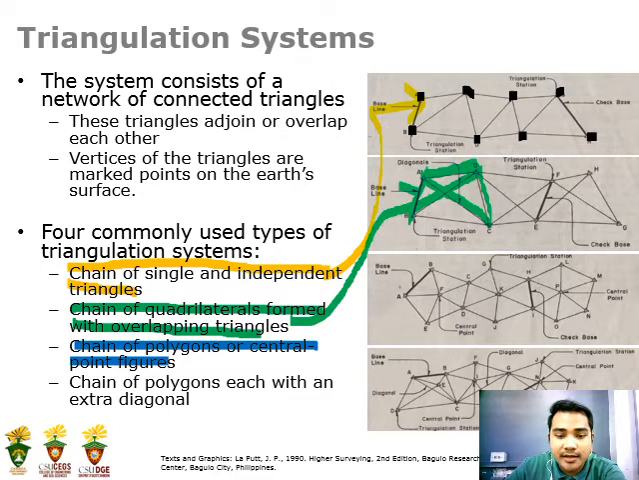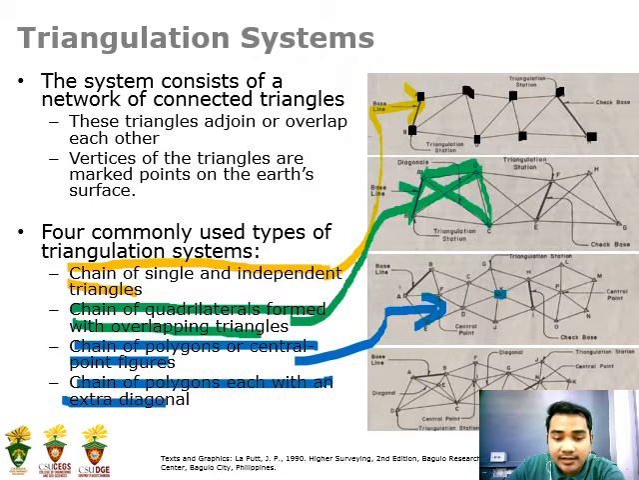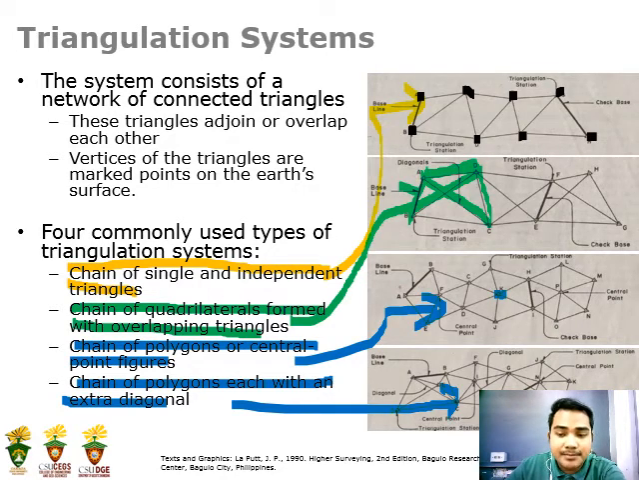Next, chain of polygons with central figures. Ang example niya is kani. So, makita niyo polygon siya pero naa siya point sa tunga. Next is the chain of polygons with an extra diagonal. So ang pinaka complex. Example niya is kana. So nag-overlap na siya, so daghan siya gisaitan. So, mao na siya ang examples sa triangulation systems.